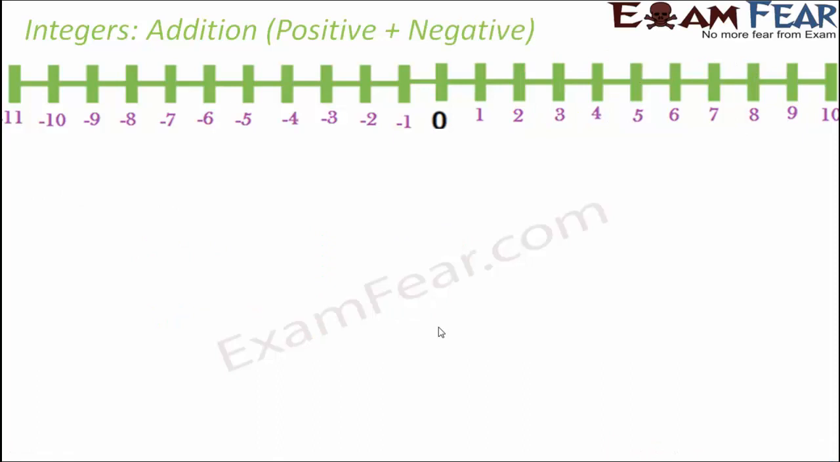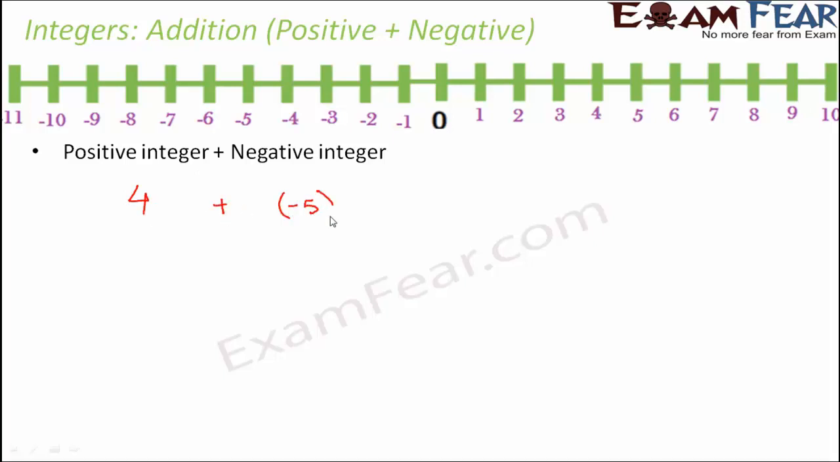So similarly, we will look at addition of a positive integer with a negative integer. In this case, let us take the positive integer to be 4 and the negative integer to be minus 5. So we are adding minus 5 to 4. Let us first locate 4. Where do we have 4? This is 4. And from 4 we will have to move 5 steps.